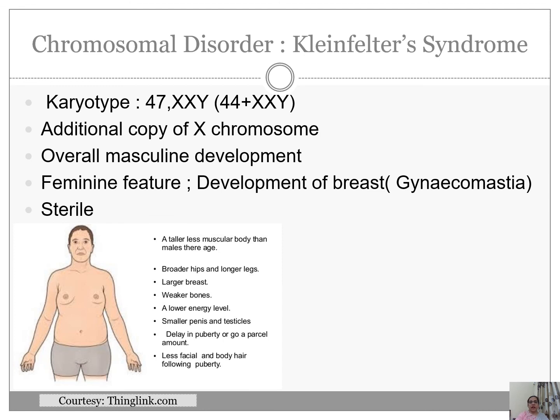Now coming to the last syndrome, that is Klinefelter syndrome. Here in the individual 47 chromosomes are present, and the sex chromosomes are XX and Y. So one additional copy of the X chromosome is present. Overall masculine development is there but feminine features will be there because of the additional X chromosome. These are the symptoms for the individual showing Klinefelter syndrome.